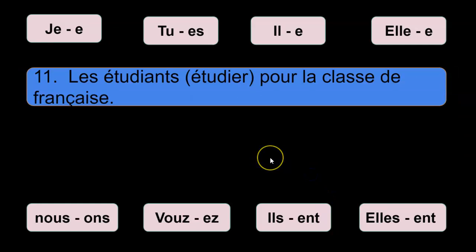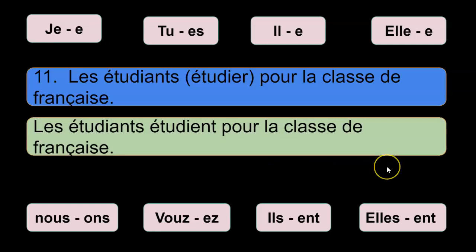Numéro 11, les étudiantes. Les étudiantes étudiaient pour la classe de français. This is plural, so it would be the same as the ils or elles, and that means you have the ENT, so third person plural.